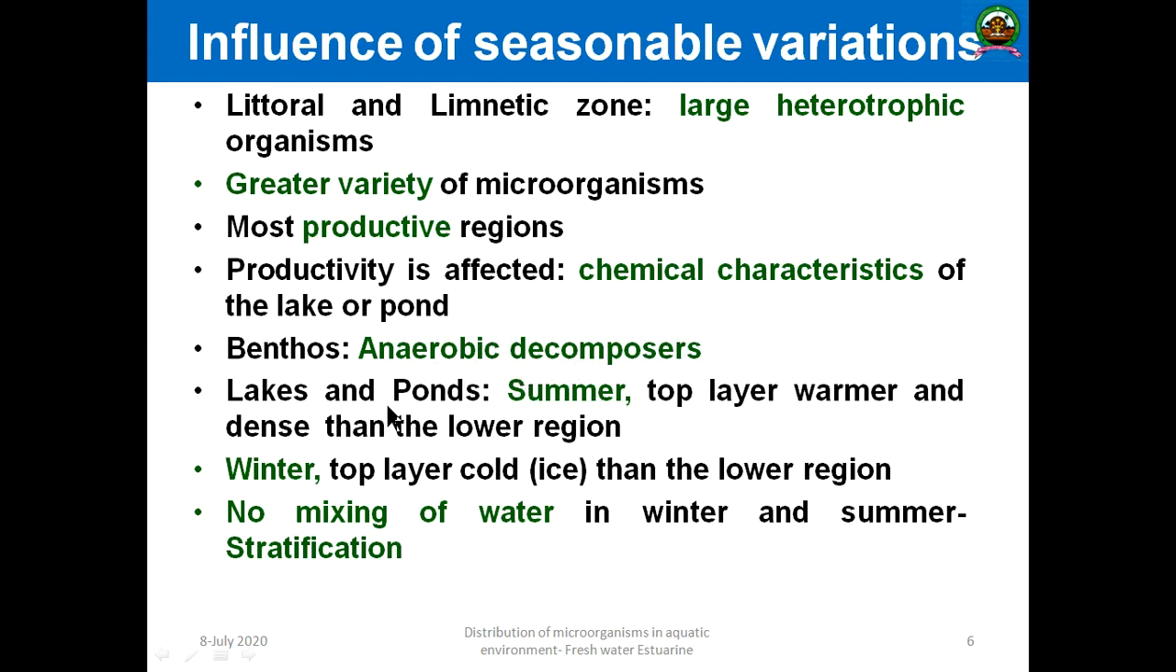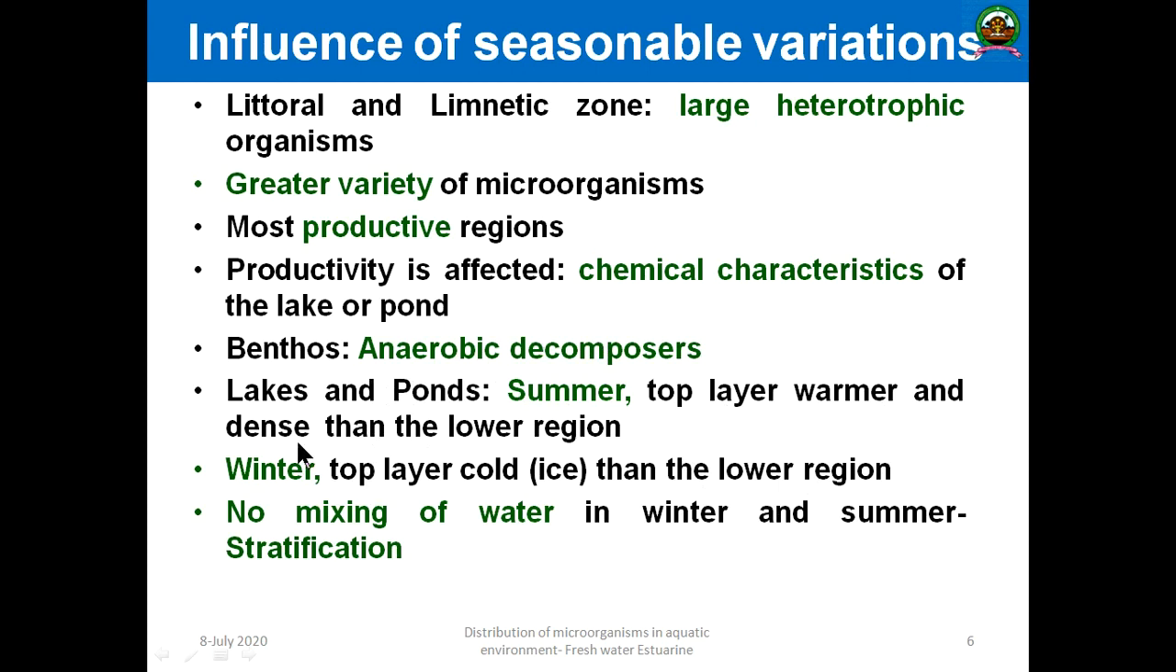will be commonly present. And in the case of seasonal influence, in summer, the top layer of the lake and pond will be warm due to the penetration of sunlight. Because of this, the lower region will be cold and the top region will be warm. But in the case of winter, the top region will be cold because of the formation of ice on the surface, and the lower region will be a little bit warm compared to the top region. So this is the seasonal variation.